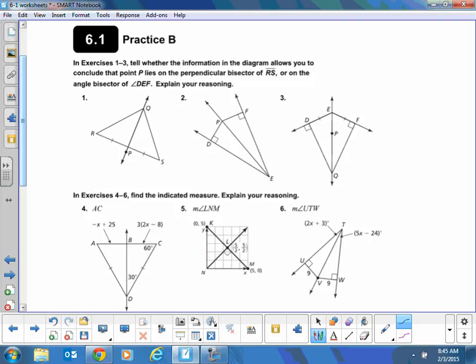Point P lies on the perpendicular bisector of RF. Explain your reasoning. Tell whether. No. Why? That's right. You don't know that this is perpendicular. I'm sorry. So we can't say P lies on the perpendicular bisector. It's bisecting it into 2 equal parts, but we don't know it's perpendicular. We don't know these lengths either.